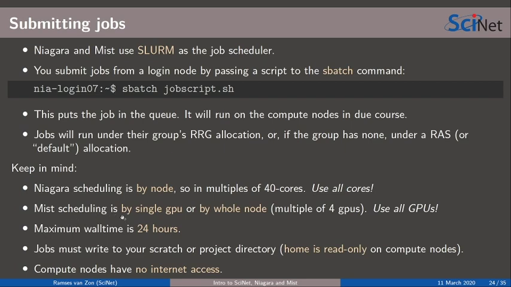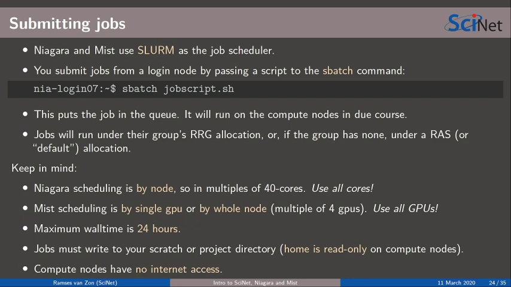Mist scheduling is by GPUs, so there's 4 GPUs per node. You can ask for a single one, then multiple single-GPU jobs will land on that node. But what we've done, just to keep it simple, is every node is carved in 4. So you get a quarter of the memory, you get a quarter of the CPU cores, and 1 GPU, and that's it. That's easy. If you need the whole memory, you have to ask for a whole node, and you get 4 GPUs with that. That's how it goes.